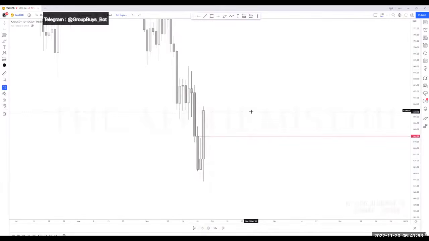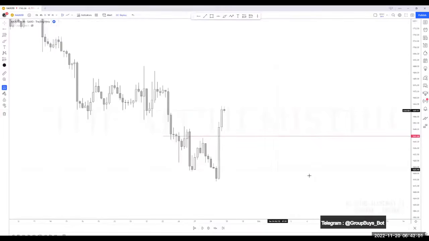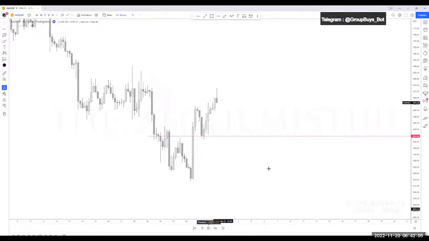So if you know smart money, you can do a little bit of refinement into this imbalance. You can even do something like this. But let's just stick to SNR. So what happens? It comes into that, starts to fly.